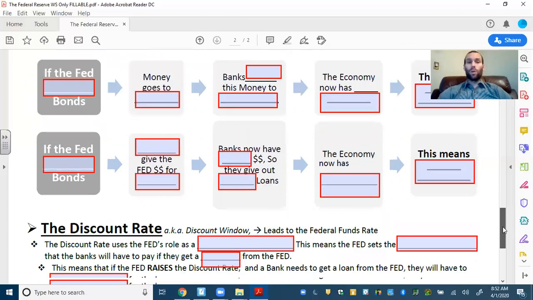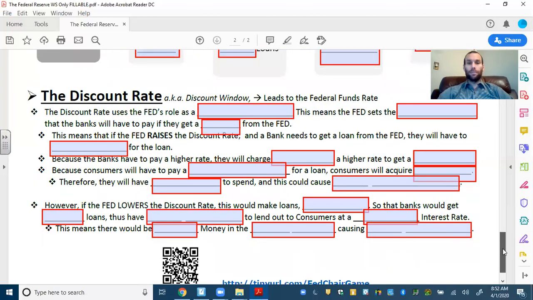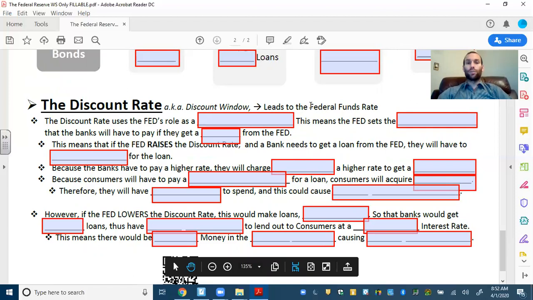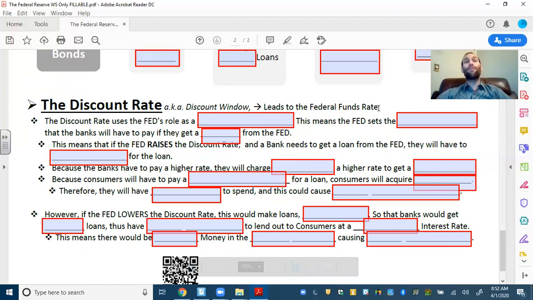Now, the third one we're covering is the discount rate, which is also known as the discount window. You can think of it as the window that banks go to to get a loan, like the cashier. And it leads to something else called the federal funds rate. Now, the federal funds rate and the discount rate are technically different things. The federal funds rate is the rate that banks lend to each other. It's their interest rate. But you don't really need to know that for this class.